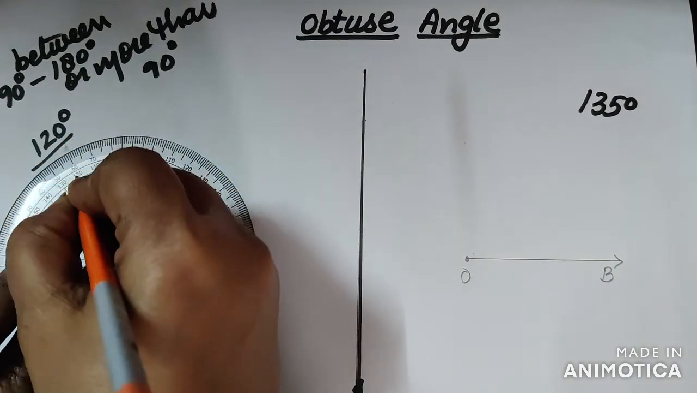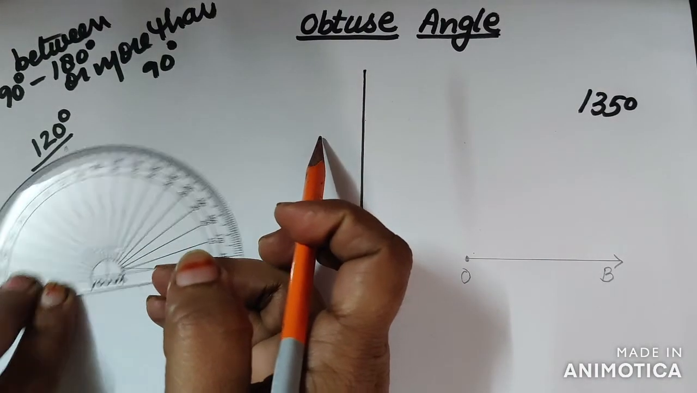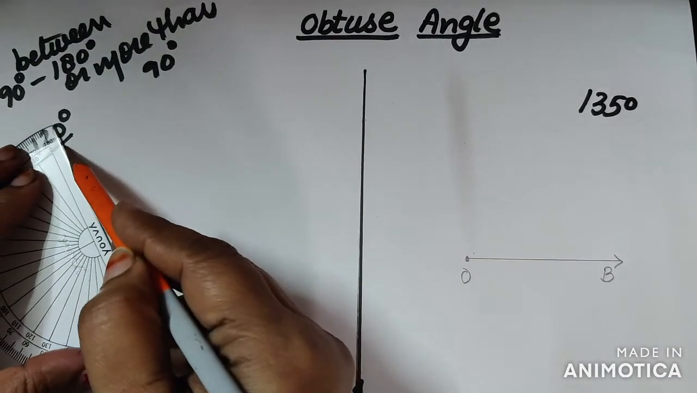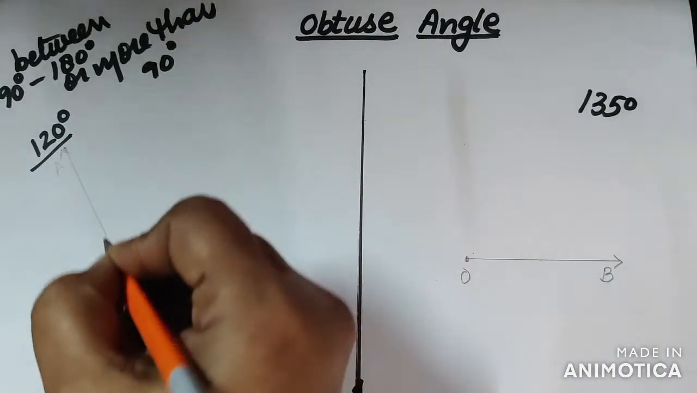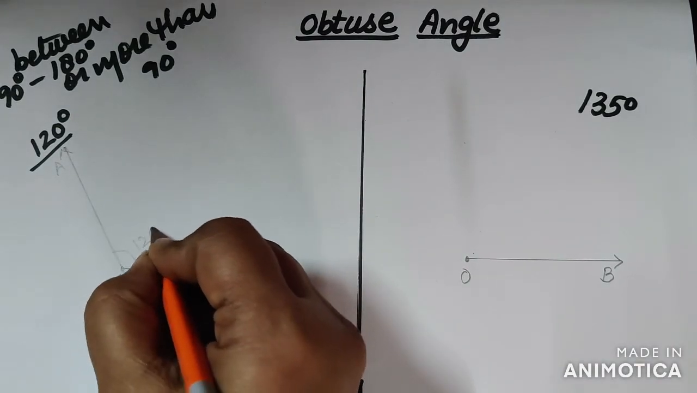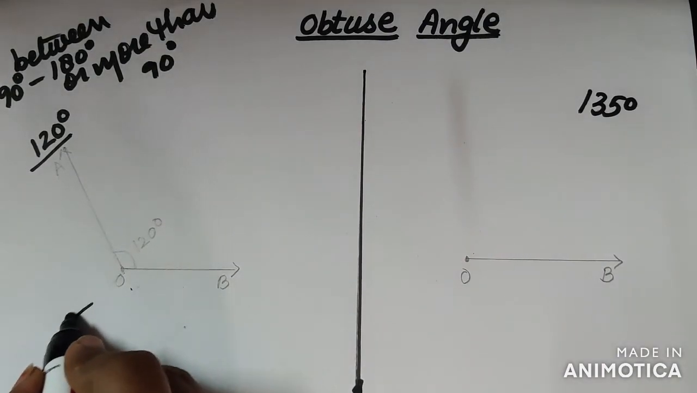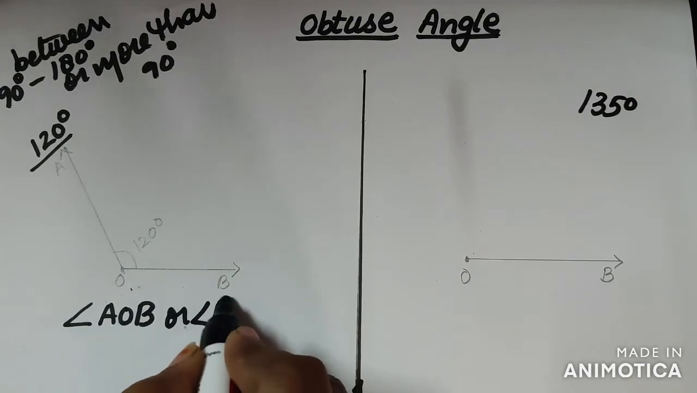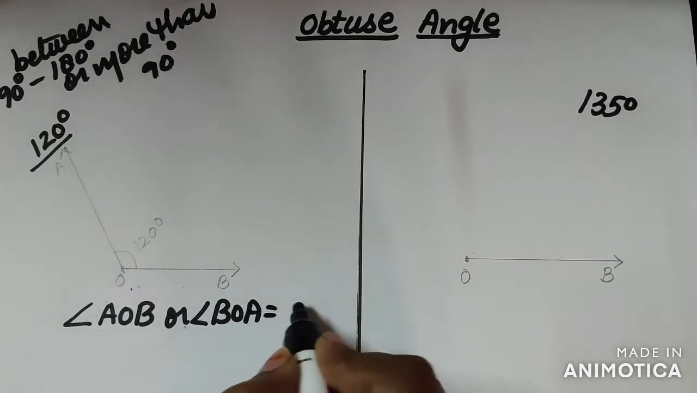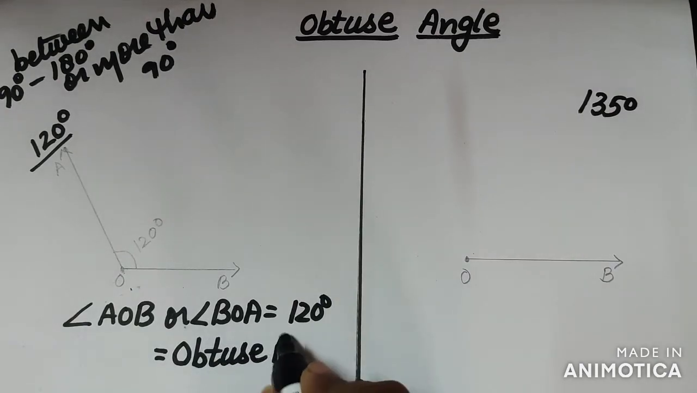It is 120 as you see. This one is 120, so you will just put the mark here, put the point and join this point to the vertex O. Name it A, and this one will be your 120 degree angle, right? Now after that you will have to write it down. Name the angle, angle AOB or angle BOA, any you will write it down is equal to 120 degree, and classify it also, it will be an obtuse angle.